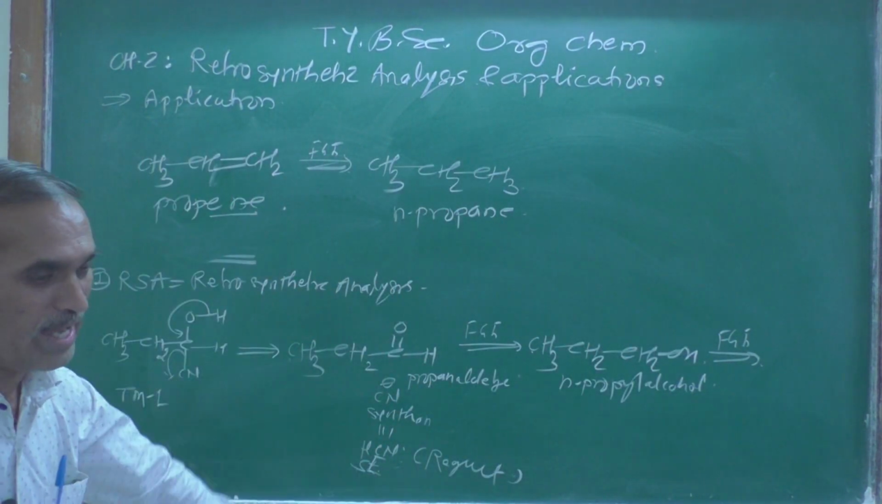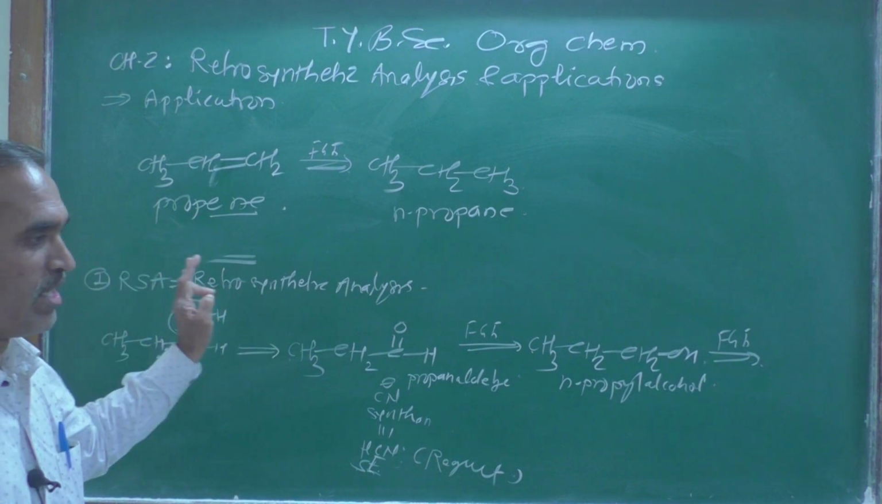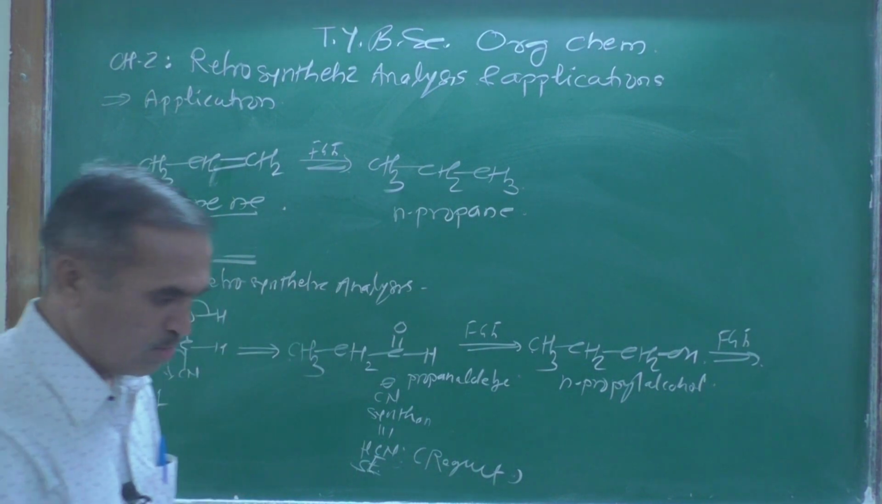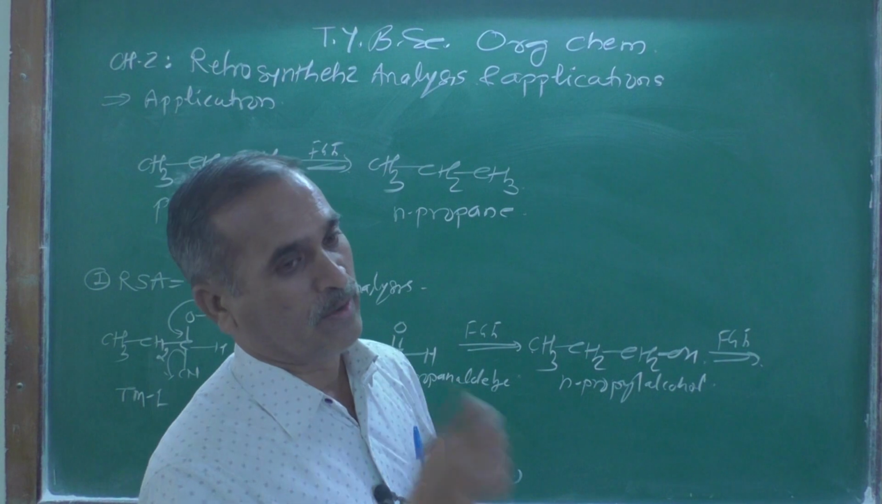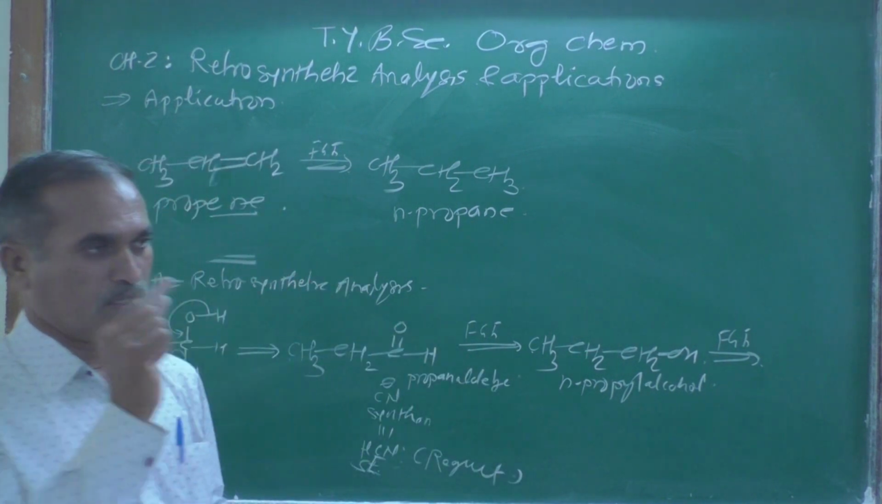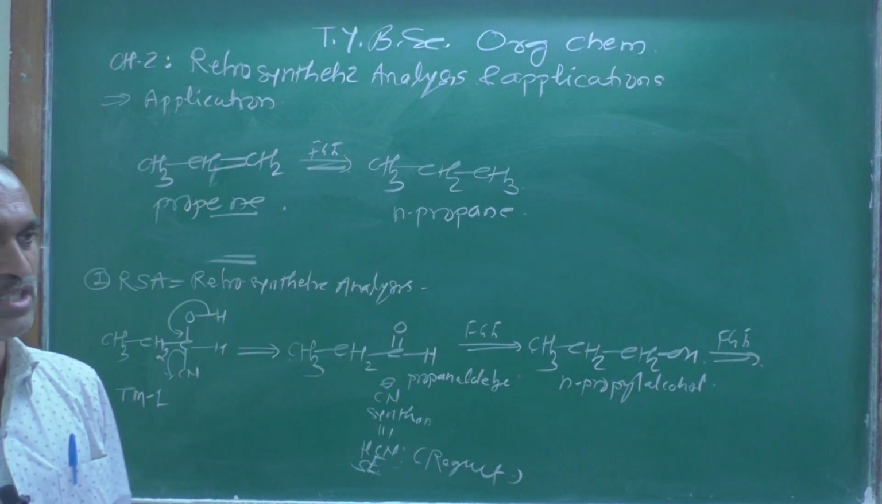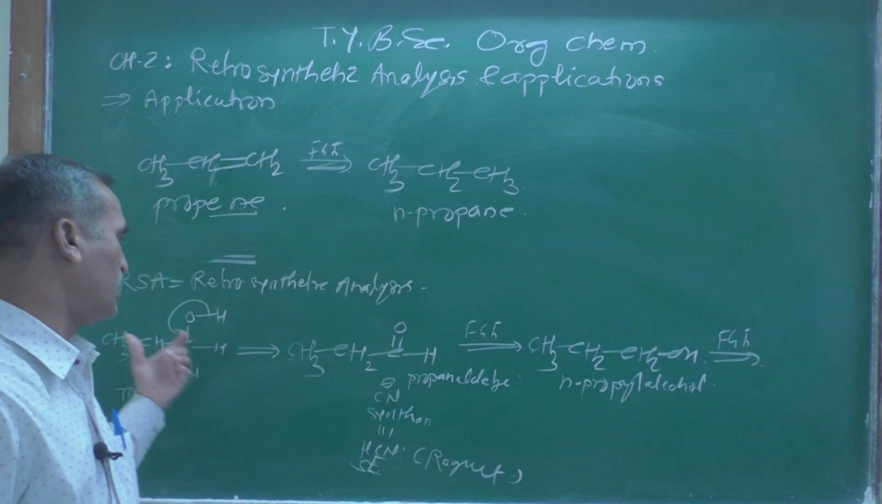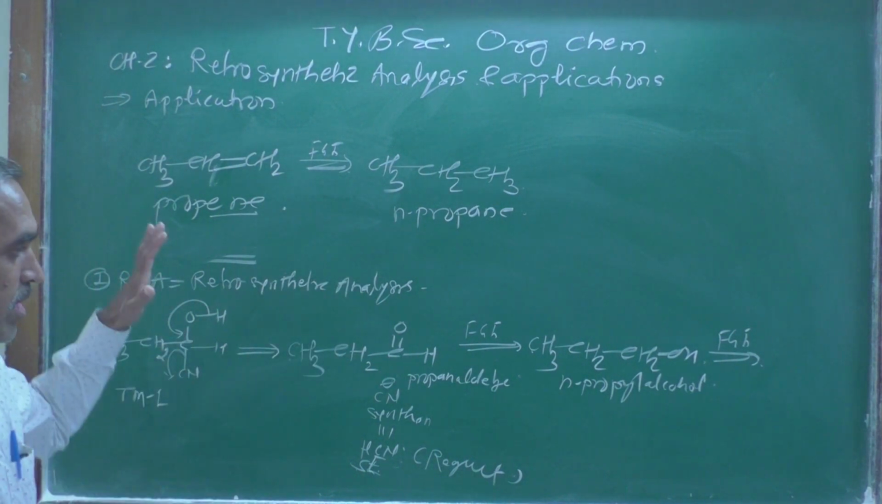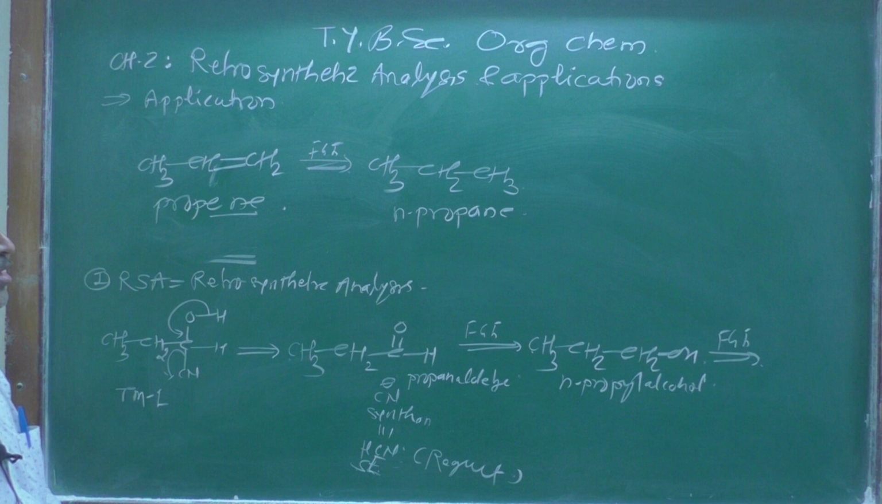So if you do it like this, you will get 1.5 marks, because this question is generally for 3 marks. So write the retrosynthesis and the synthesis of this target molecule. Okay, half the work we have done over here.